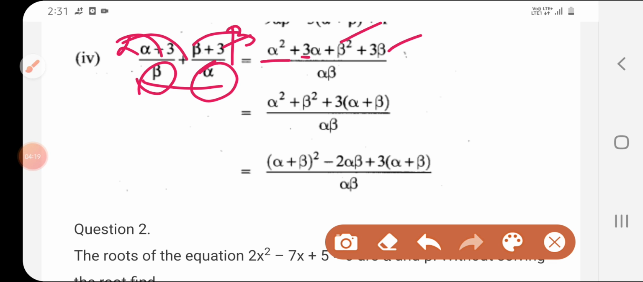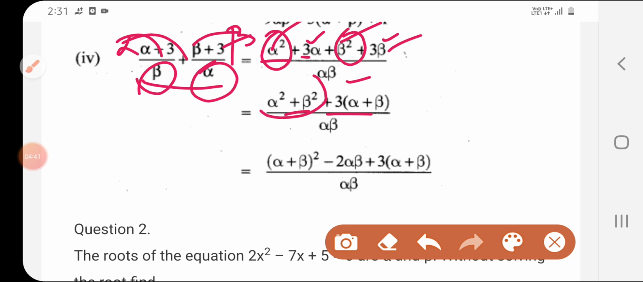Now we have to combine the values and group them: alpha square first, beta square next. Then from 3 alpha and 3 beta we can take 3 out commonly, then it will be 3 into alpha plus beta. In the denominator we have alpha beta.